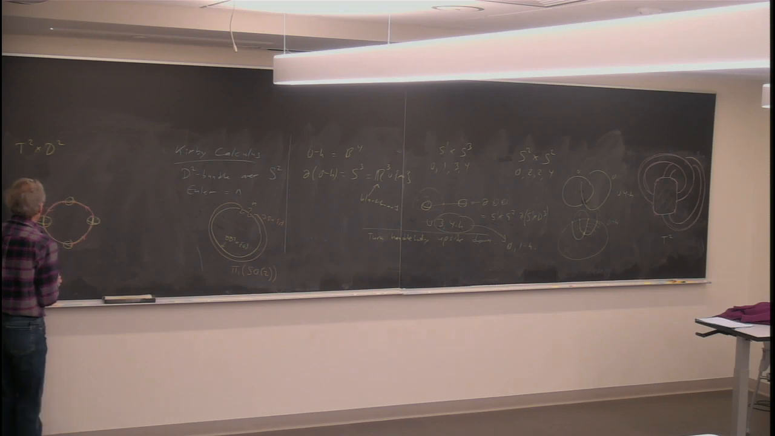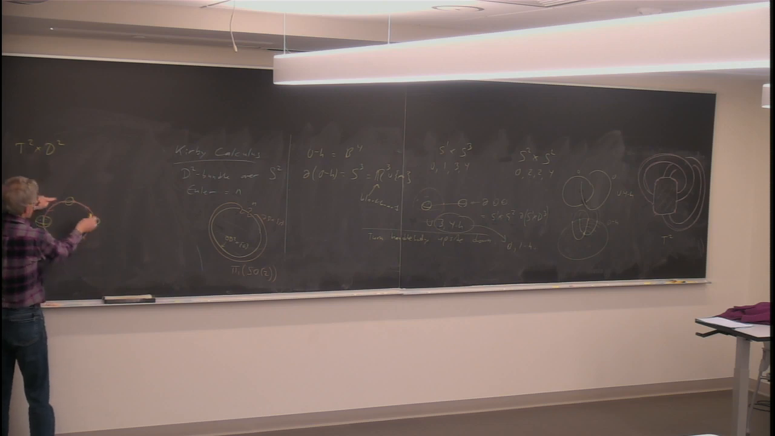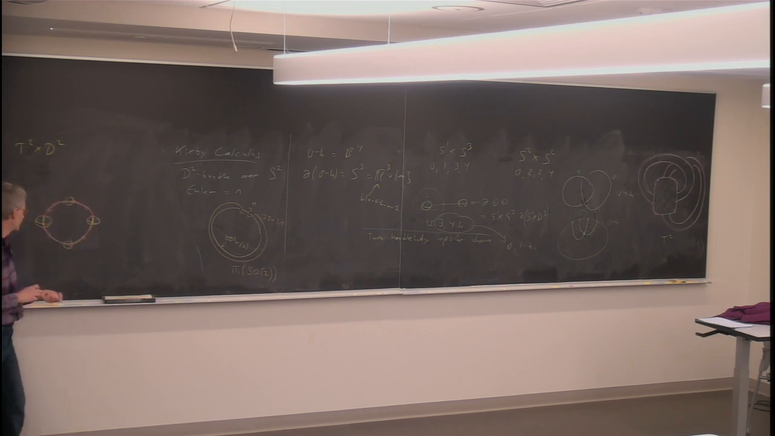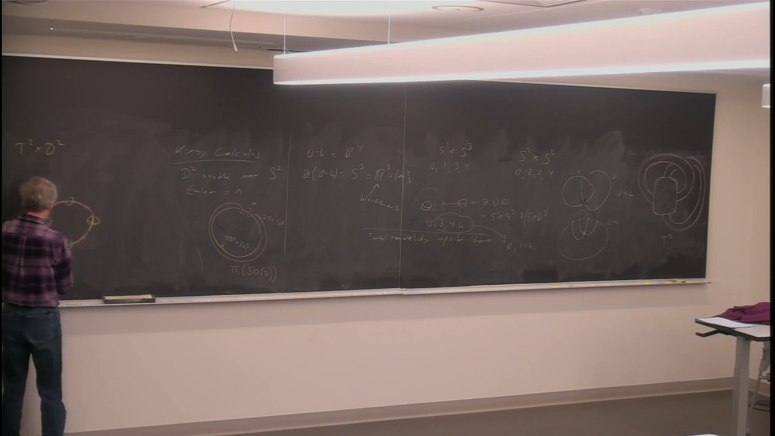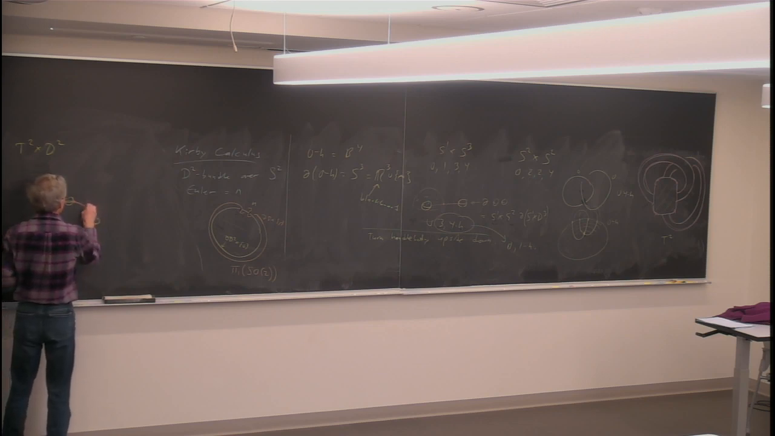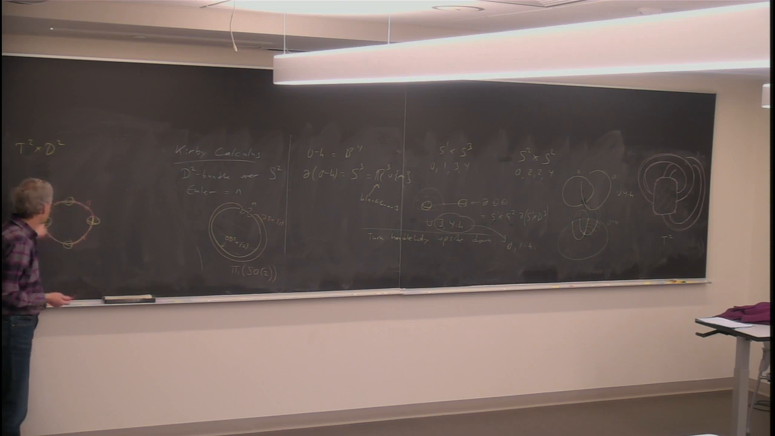And so then, if I want to make a disk bundle of the torus, what I do is attach a two-handle along this red curve that's running over the one-handles. So what I need to do is specify a framing by an integer. In general, it's a little tricky to see how an integer defines a framing.